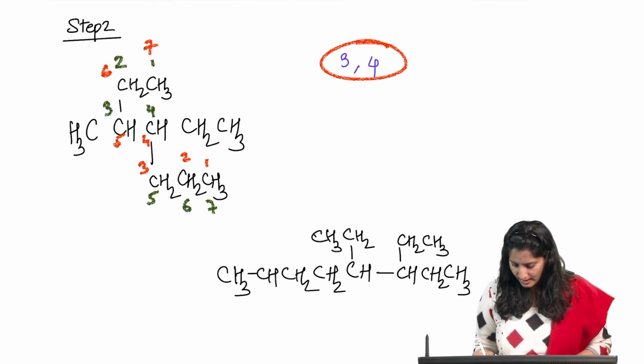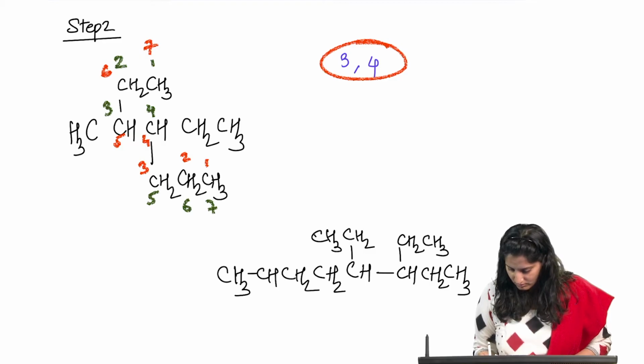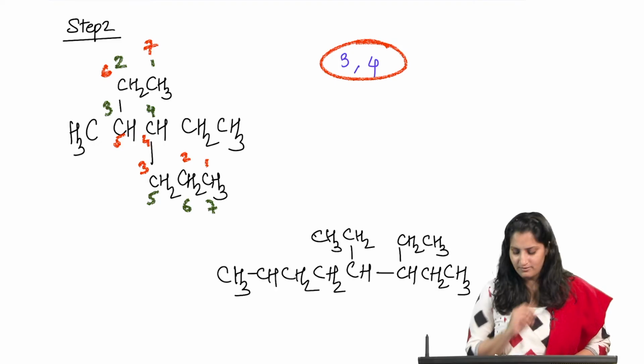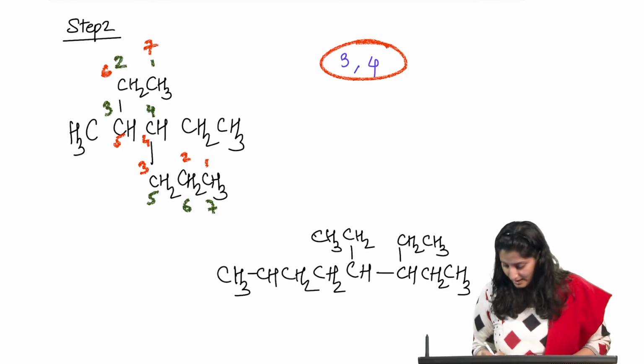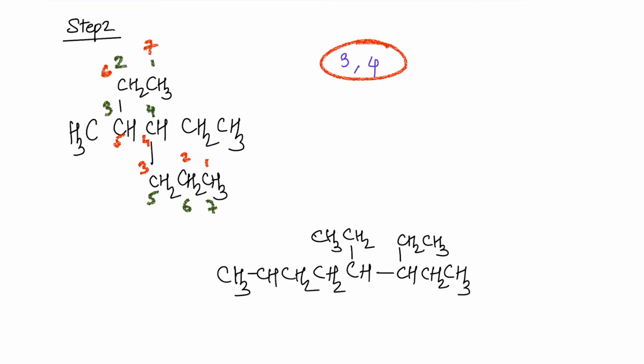Now, in this case I have the longest chain 1, 2, 3, 4, 5, 6, 7, 8. Now, I have the longest continuous chain in this manner: 1, 2, 3, 4, 5, 6, 7, 8, okay. So, you have an octane as the chain. Now, I can go with the numbering in blue or I can start numbering it from this end: 1, 2, 3, 4, 5, 6, 7, 8.